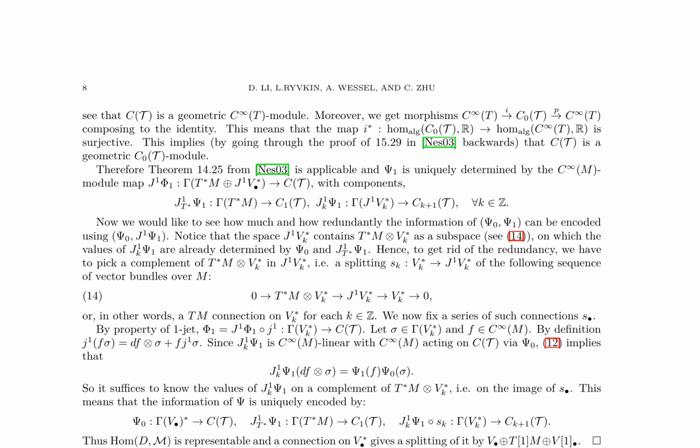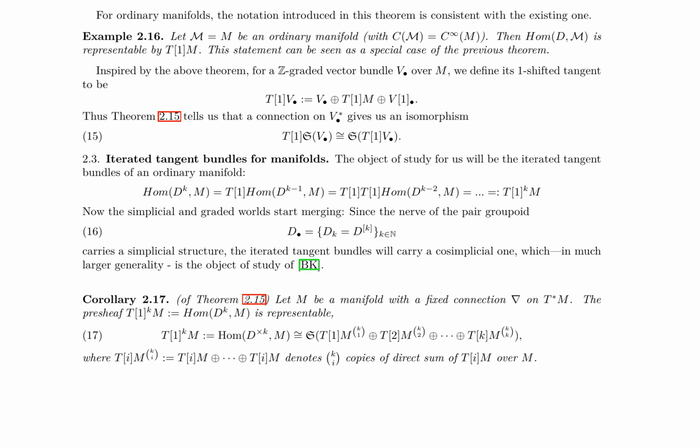Hom_alg(C(T), R) → Hom_alg(C∞(T), R). Theorem 2.15 states that for a Z-graded vector bundle V over a manifold M, a connection on V* induces an isomorphism between T[1]SV and ST[1]V. This fundamental result reveals the intricate relationship between connections on vector bundles and their corresponding tangent bundles.